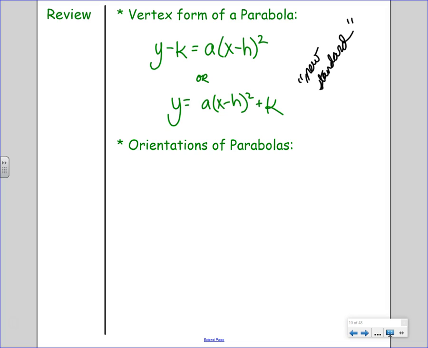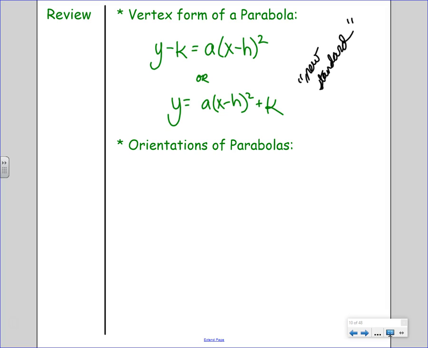Here's the dilemma. This was great back in the day, and it's still good, and it gave us the skills that we're going to need, but actually we need to go to this new form where we rearrange stuff. But if we can review how to do this form, we'll be fine. Quick review of the orientation of parabolas.